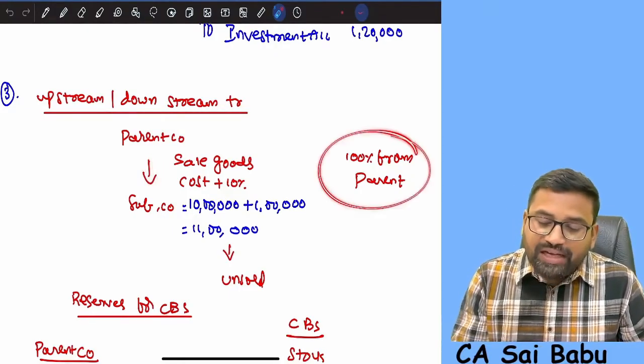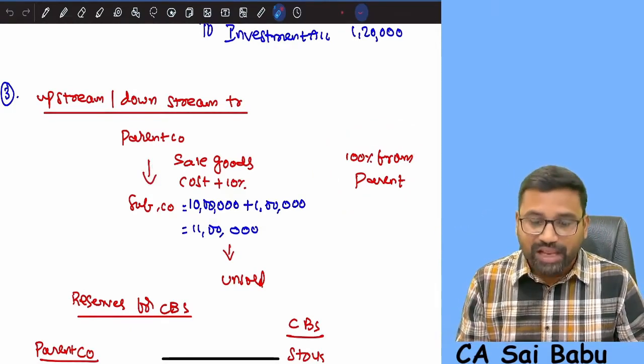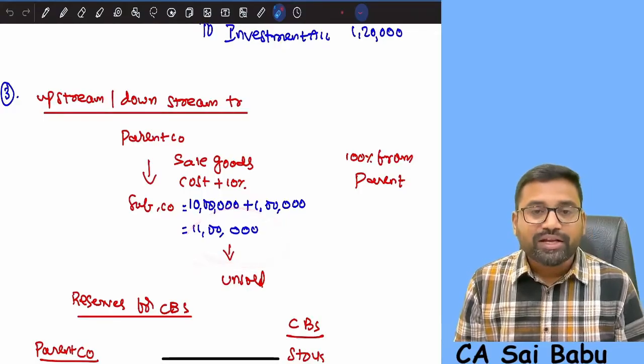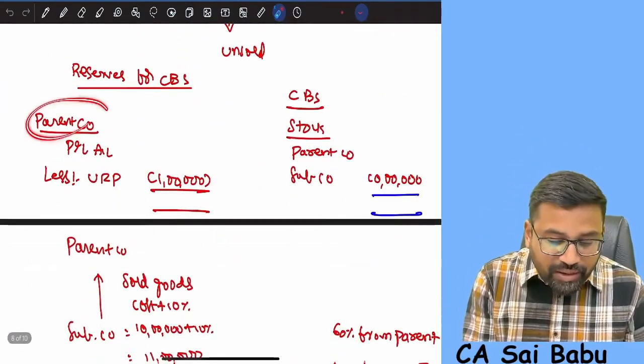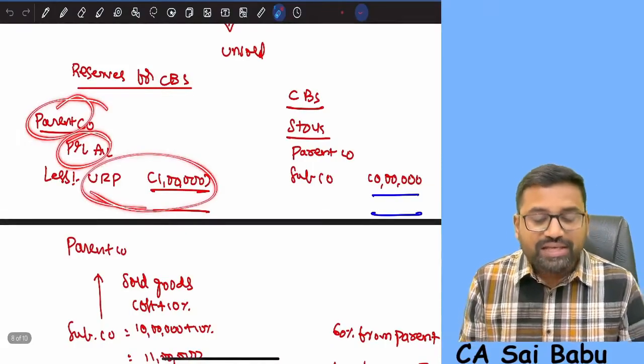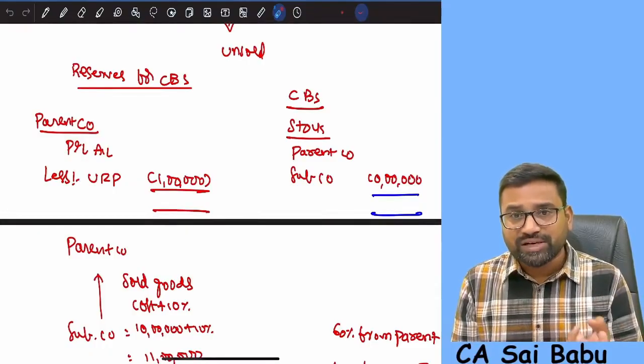Therefore, from the parent company profits, whatever the unrealized profit is there in step number 8, reserve for consolidated balance sheet, entire 1 lakh will be eliminated. So when you are preparing reserves for consolidated balance sheet, in the parent company P&L account, you eliminate this unrealized profit because it is not yet realized. So it is not relevant for consolidated financial statements.